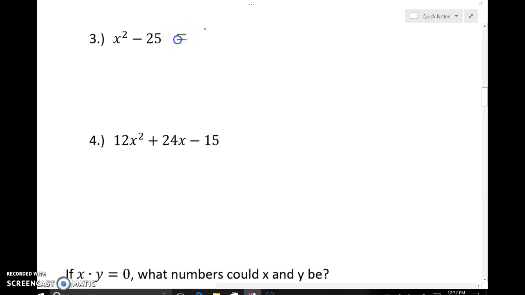So if I rewrite this as a 3-term polynomial, I would just create a middle term using a 0 coefficient, because 0 times x is just 0. So these two, this trinomial and this binomial, are the exact same thing. So now I can go through the same process that I've been doing since earlier in this video. So multiply the a value and the c value. 1 times negative 25 is negative 25.